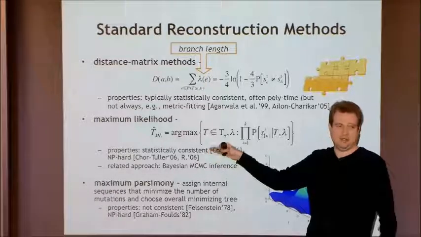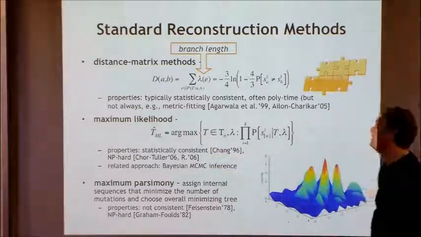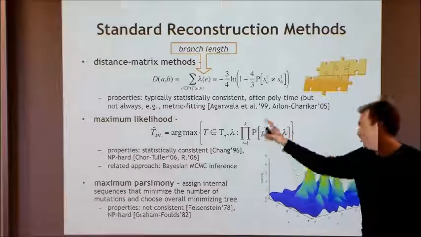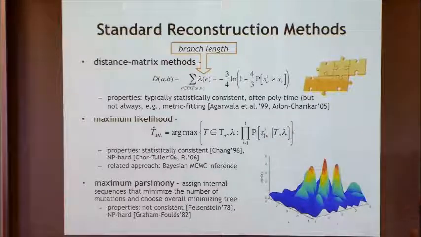has been shown to be consistent, and it's sort of a generic kind of property. Okay, so as the sequence length goes to infinity, this approximates the likelihood better and better, and for the likelihood, it just follows some convexity or something that you get the right tree. The true tree maximizes this thing.